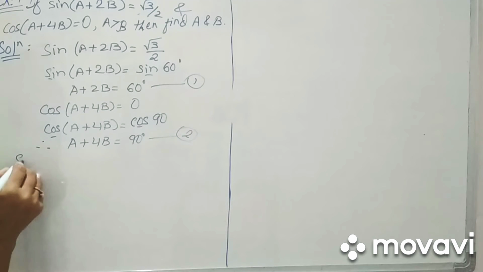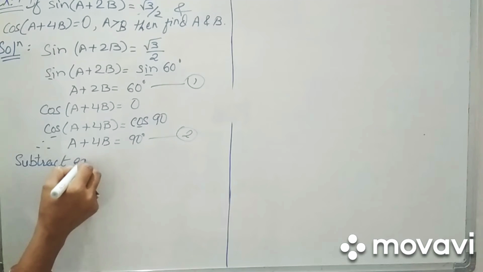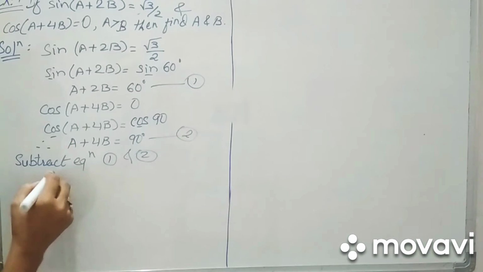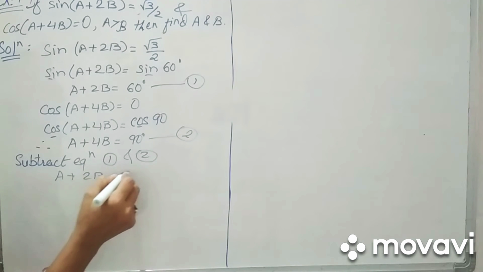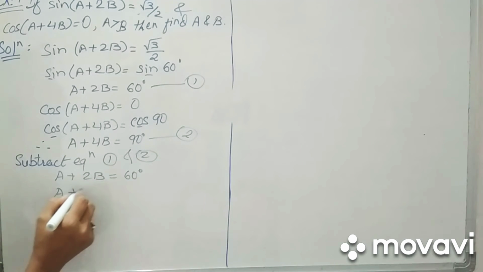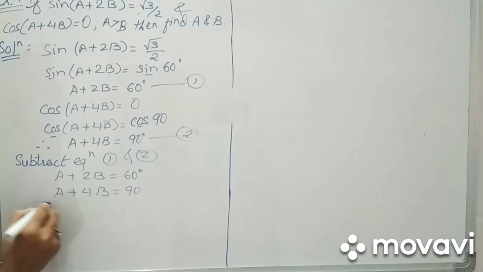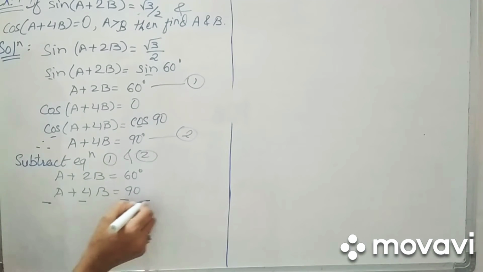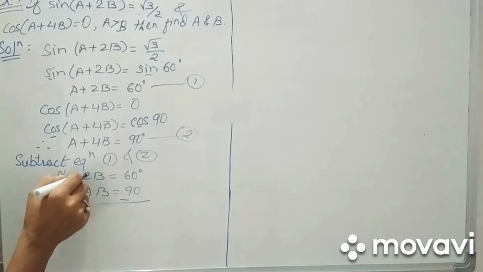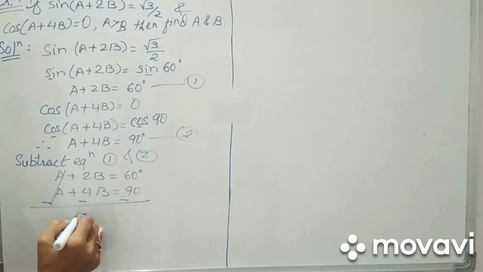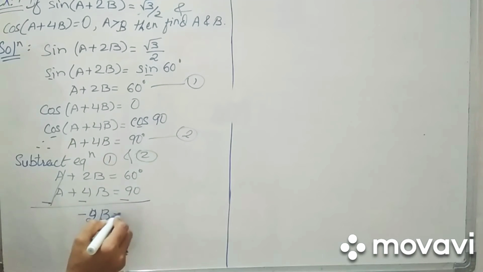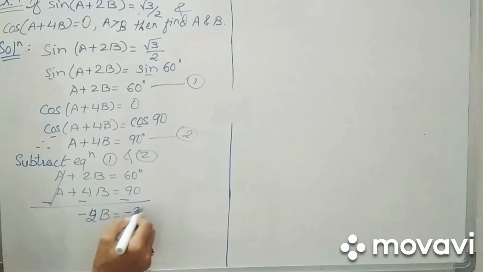Subtract equation 1 and 2. A plus 2b is equal to 60 degree. A plus 4b is equal to 90 degree. So on subtracting, the sign would be changed. So a cancelled, 2b minus 4b. So minus, the greater number has a negative sign. So minus 2b is equal to, here 90 is greater, so negative sign, minus 30. Therefore, b is equal to minus 30 upon minus 2. Therefore, b is equal to 15.